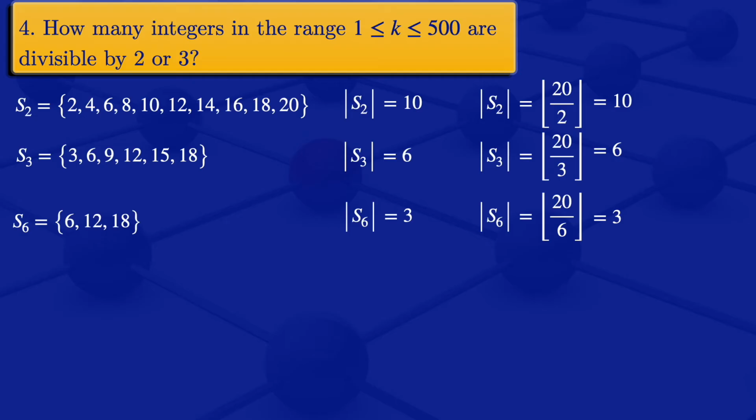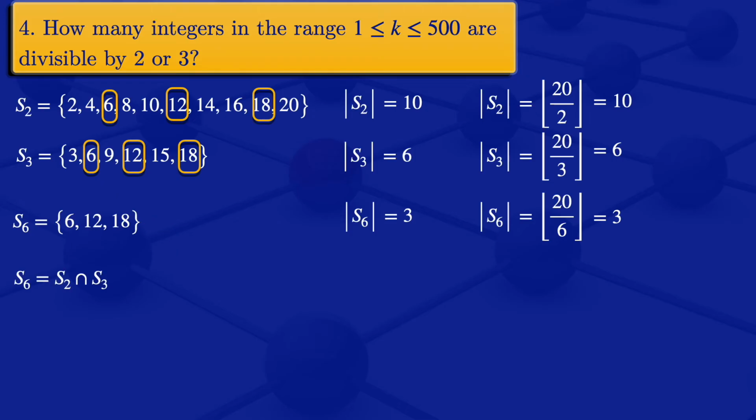Then another thing we can note from those sets: if we look at the set which has elements that are divisible by 2, we have 6, 12, 18. These 6, 12, and 18 are also in the set which is divisible by 3. So these elements that are divisible by 2 and 3 are the elements in the set S6. So S6 is equal to S2 intersection S3.